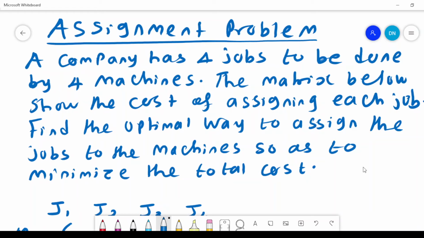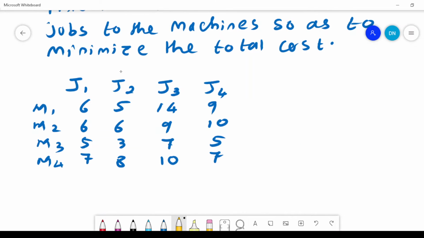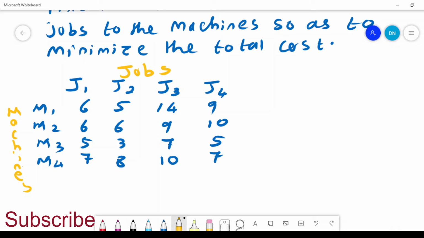Want to consider an assignment problem. A company has 4 jobs to be done by 4 machines. The matrix below shows the cost of assigning each job. Find the optimal way to assign the jobs to the machines so as to minimize the total cost. So the J stands for the jobs, and these are the machines that we are using. And therefore, we want to find the best way to allocate.